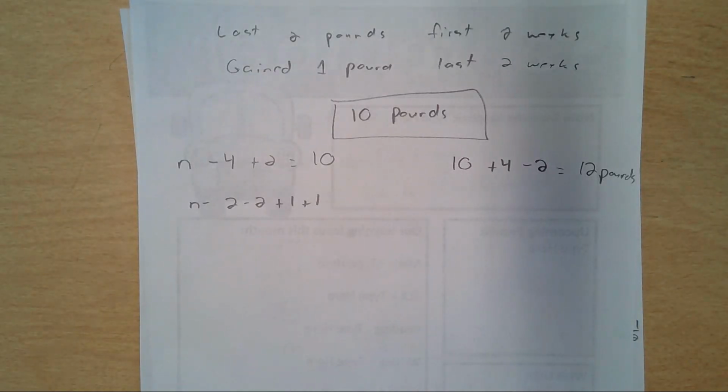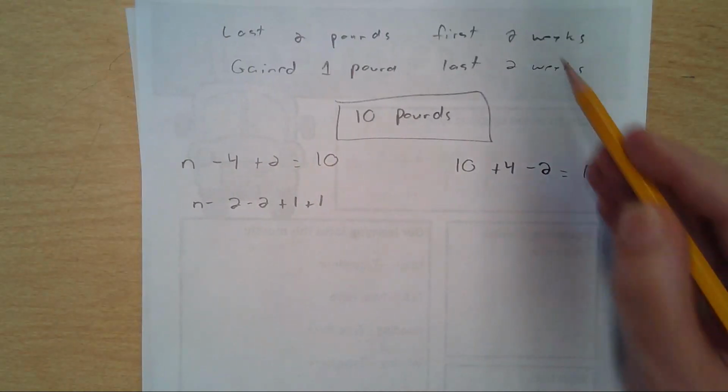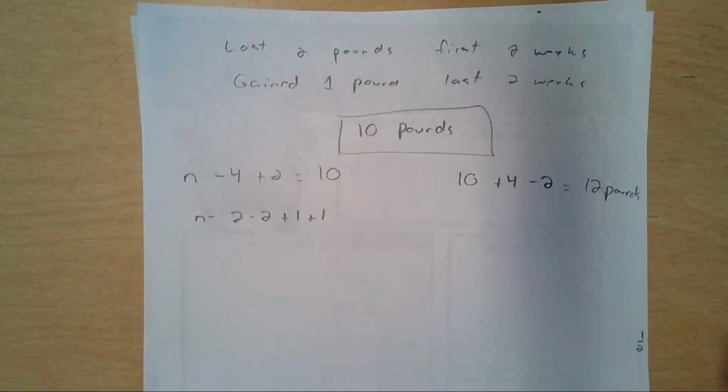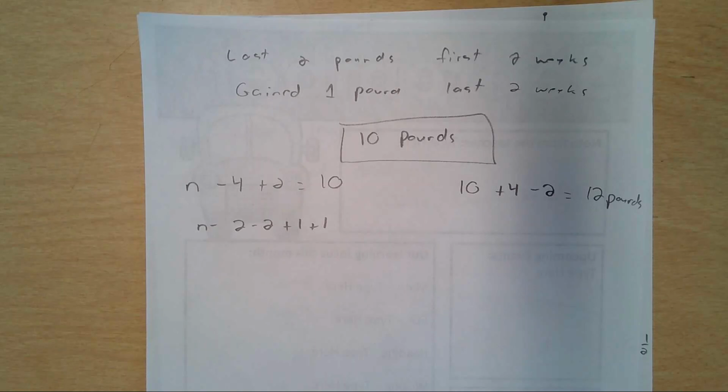So again, I did the opposite. What once was a gain now becomes a loss. What once was a loss now becomes a gain. Because again, I know the end, so I'm trying to work the other direction with the problem.